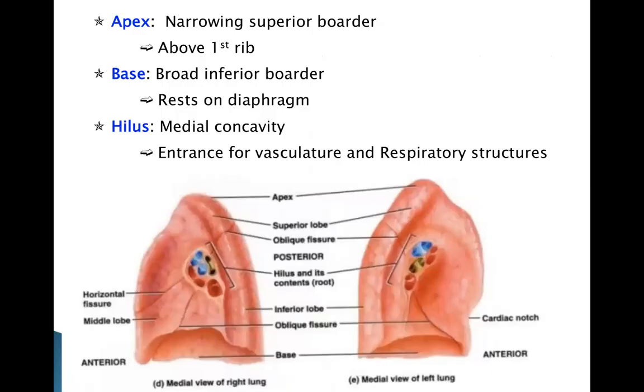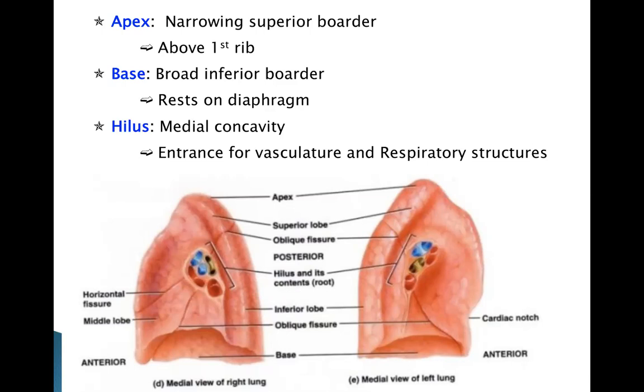Again, just referring to their orientation, we have the apex, which is superior. It goes all the way above that first rib and clavicle. We're going to see that the base is that broad inferior portion that rests on the diaphragm. It's also going to be concave, or having a dome shape to it.